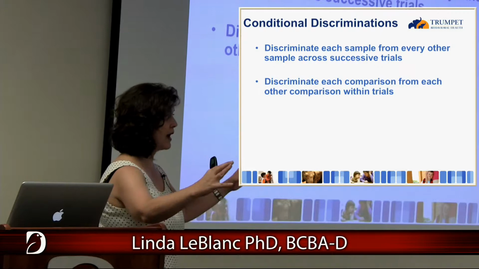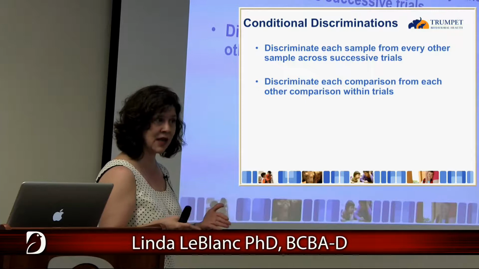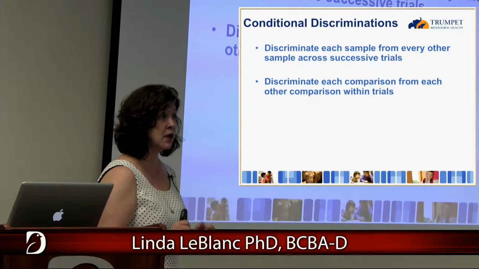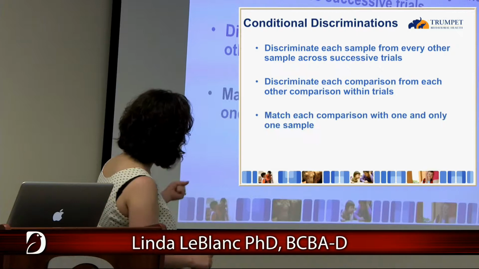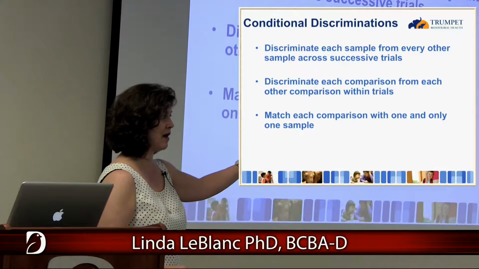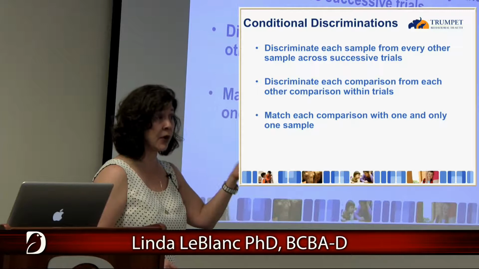And so if they're not attending to all of them, they're not scanning that array, could they possibly discriminate those stimuli as this one for this word and this one for this word and this one for this word? Probably not. So you begin to see how the attending repertoire could really increase the likelihood that something goes wrong in a conditional discrimination. They need to match each comparison with one and only one sample. The one that is fluffy is the lion, and it is the only one that is the lion, and you should only pick the lion when that word lion is spoken or that matching picture is there.